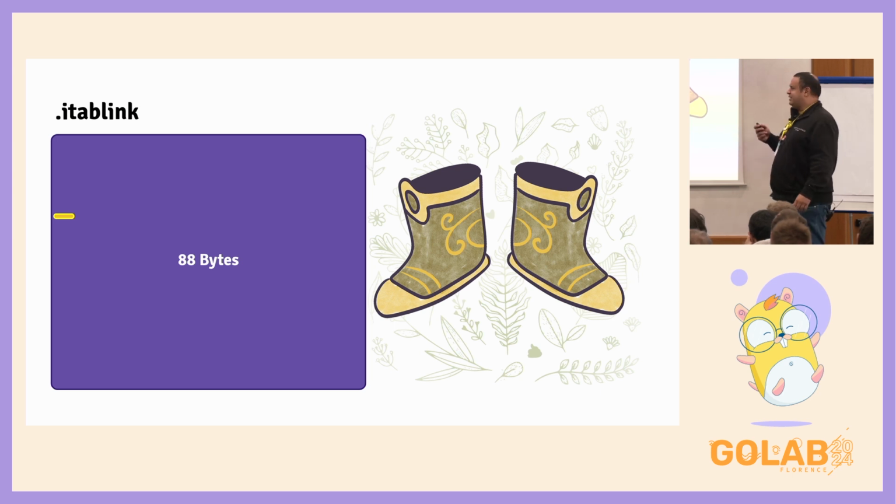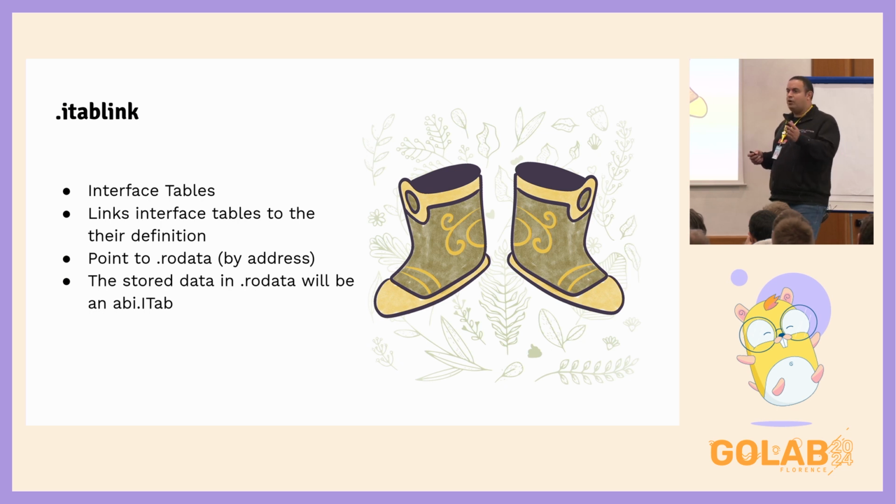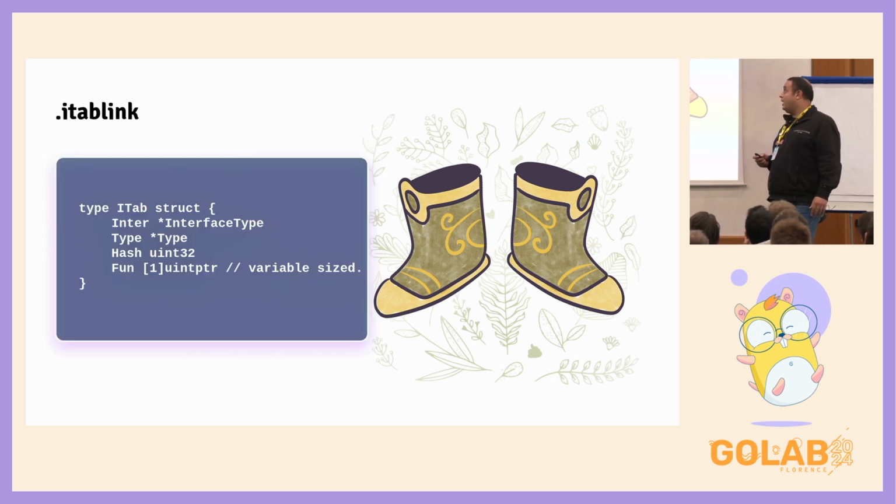ITAB link is kind of similar, but for interfaces. It's going to be a table of interfaces, and it's going to point to read-only data. This time it's by address, not by offset. And every entry is going to be an ABI ITAB. An ABI ITAB is going to have the interface that is implemented, the type that implements that interface, and some functions, pointers to the functions that are there. That's variable size, actually, even if there's one single array, it's a variable size.